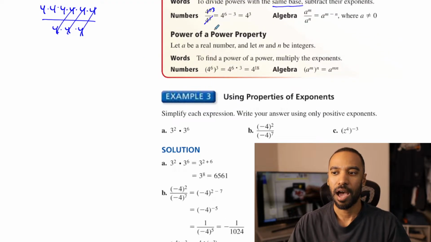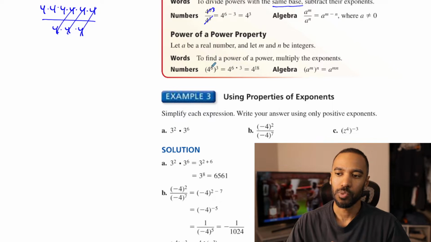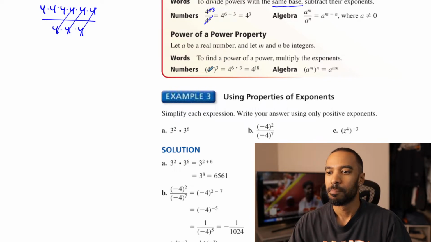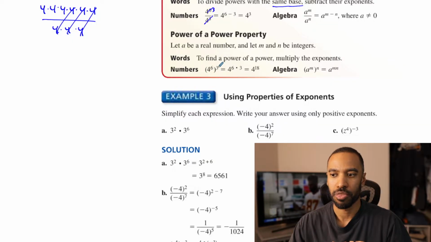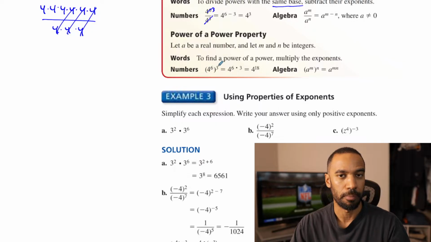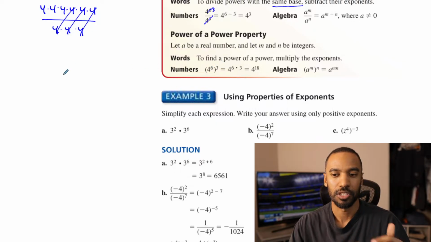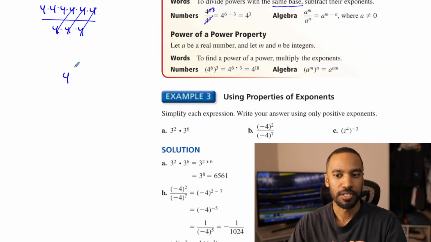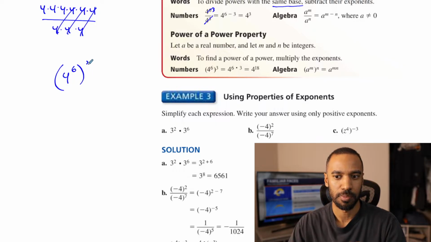And finally, the power of a power property. So this one here, and I call it the same thing, I guess that's because it's its name. But you see this 4 to the 6th to the 3rd power. Technically, it's not the 6 that's to the 3rd power, so it's not the power that's raised to a power. It's not 4 to the 6 cubed, mind you, like that. But 4 to the 6th, 4 to the 6th is being cubed.